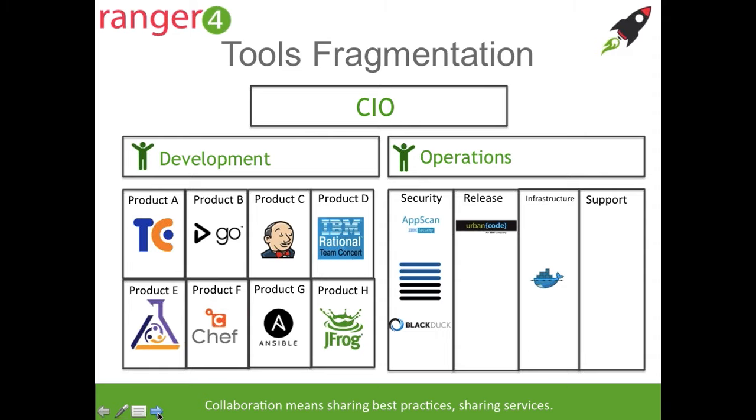And before we know it, what you can see here is we might have one product team using TeamCity for build, and another Go, and another Jenkins, another RTC. We might have one team using Puppet for orchestration, another one messing about with Chef, another one loving Ansible. And that doesn't give us economies of scale. It doesn't enable us to collaborate effectively. It doesn't enable us to share best practices.